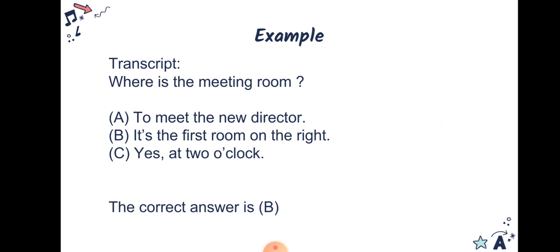Tips. How can you get the answer? The question is: Where is the meeting room? A. To meet the new director. It's not connected, because meeting the new director is not the answer to where is the meeting room. B. It's the first room on the right.